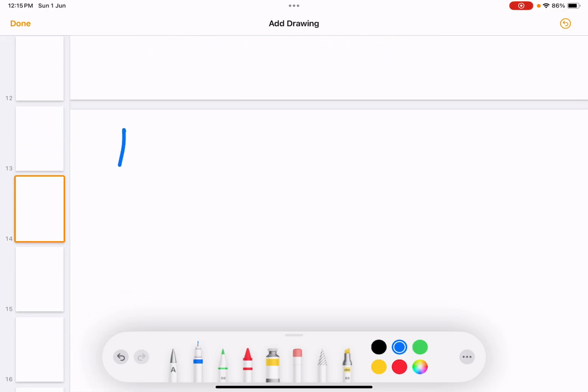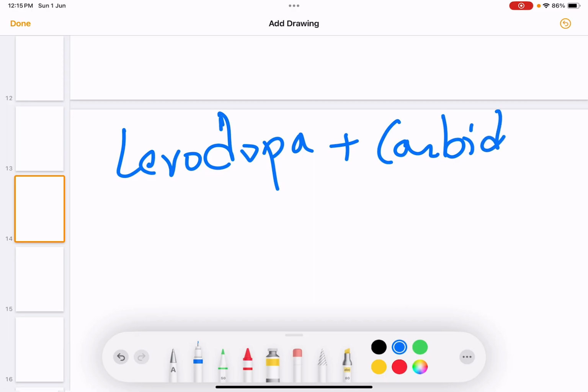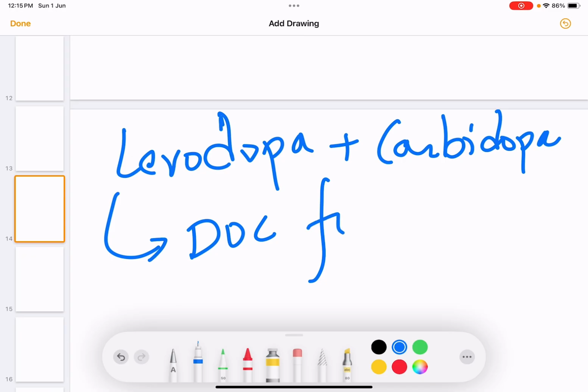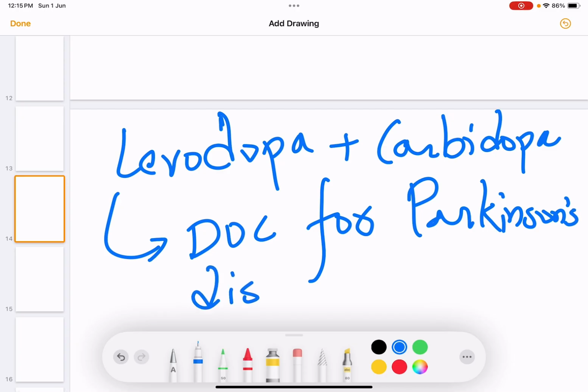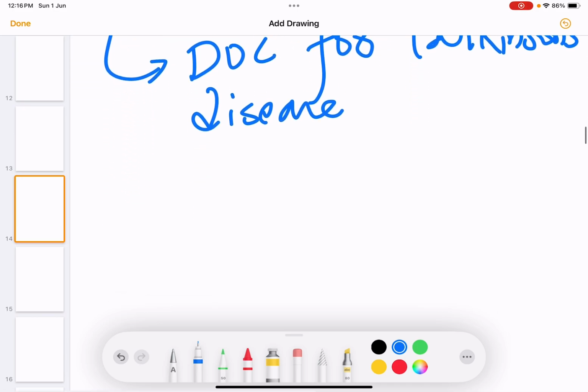So this levodopa plus carbidopa combination is the drug of choice for Parkinson's disease. If the combination is not an option, if only levodopa is in the option, then you have to choose that. But if combination is in the option, choose the combination.